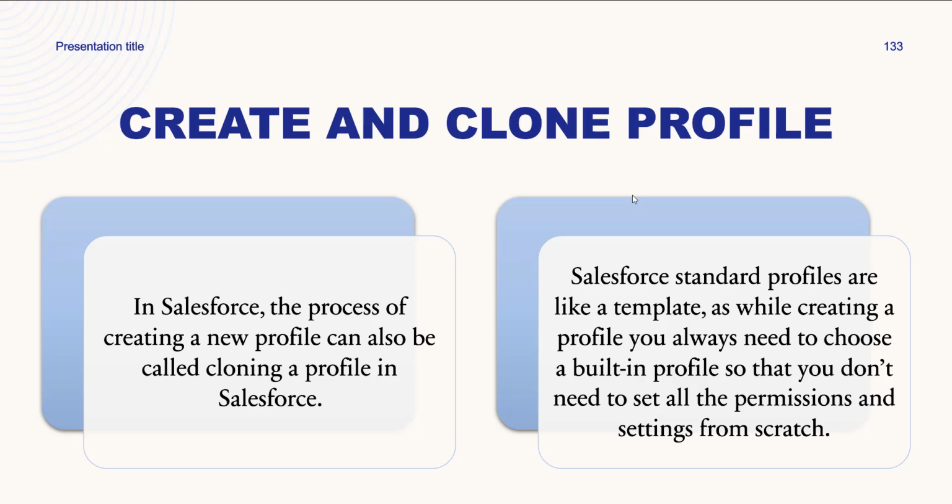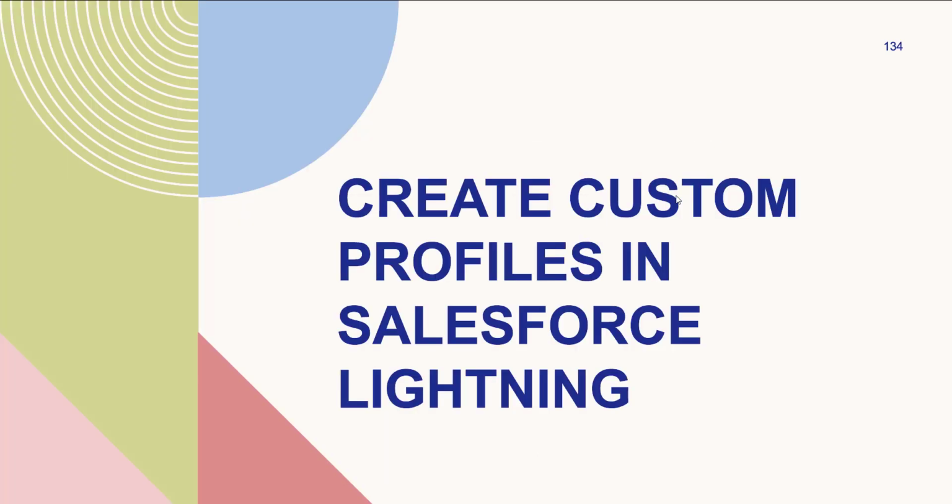Moreover, these settings determine what a user can see, for example, apps, tabs, fields and records, whereas the permissions determine what a user can do, for example, create or edit a record of a certain type, run a report, customize an app and many other things. So now we will proceed and discuss how we create a custom profile in Salesforce Lightning.